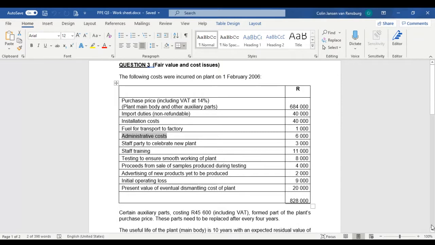Administrative cost. Now again, we've got to decide, should this be capitalized as part of the cost of the asset or not? We know it's not part of the purchase price, but possibly it could be part of the directly attributable cost. So again, we go through the same process. The first question we ask ourselves is, is it a necessary cost? The administration, in other words, ordering it, sending faxes or emails to order it, doing the electronic funds transfers to pay for it. Yes, it is necessary.